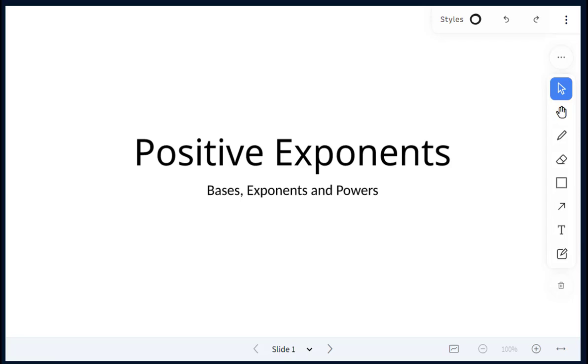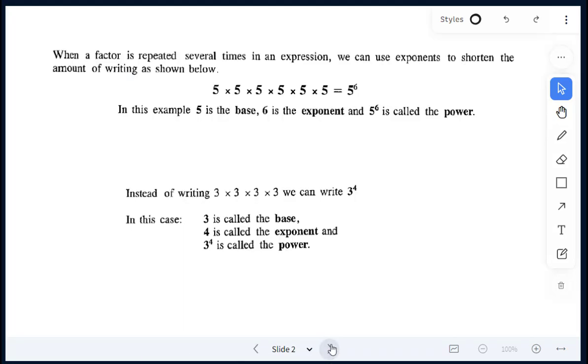Okay, so we're looking at exponents today, and we're going to start by looking at bases, exponents, and powers. So what are exponents and what do they mean and why do we use them?